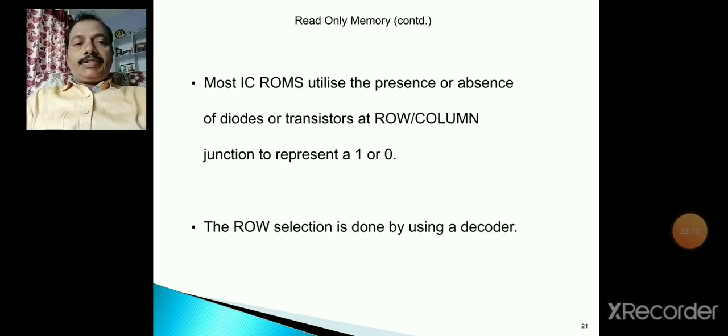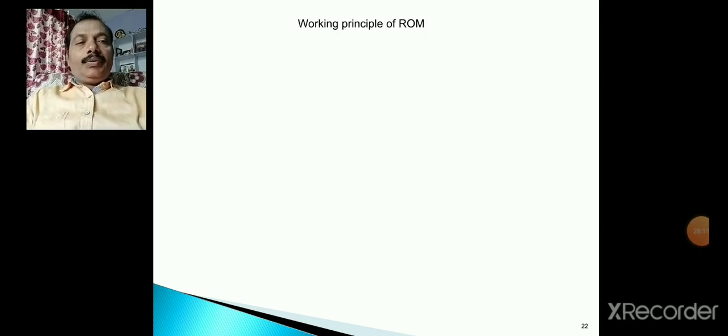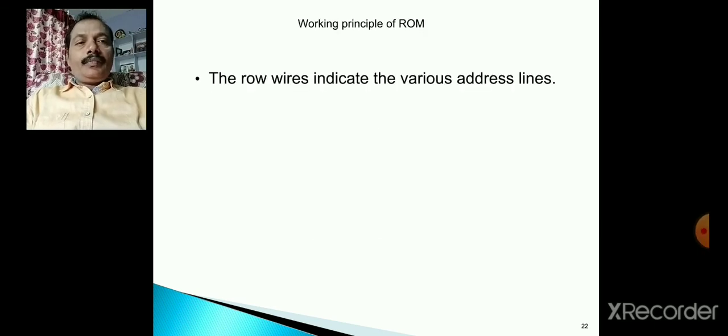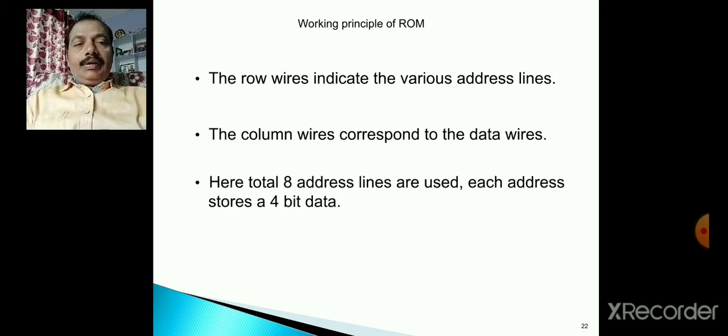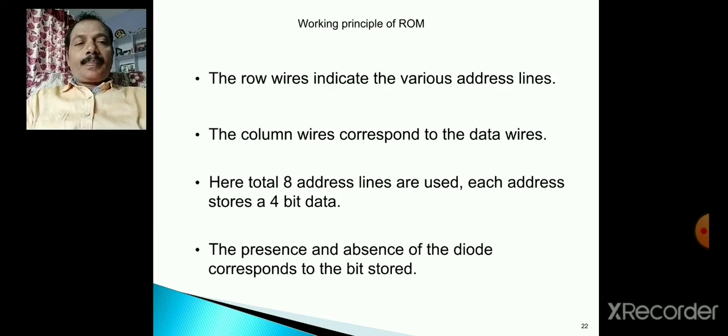The row selection is done by using a decoder. The row wires indicate the various address lines. The column wires correspond to the data lines. Here a total of 8 address lines are used. Each address stores 4-bit data. So the presence or absence of the diode corresponds to the bit stored.